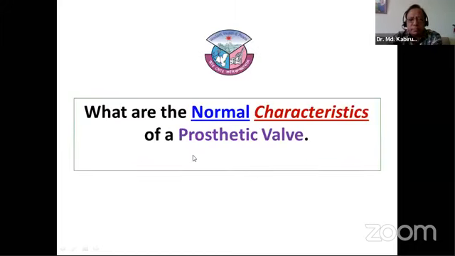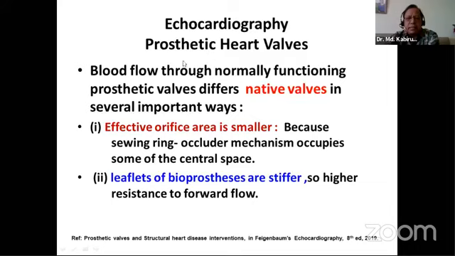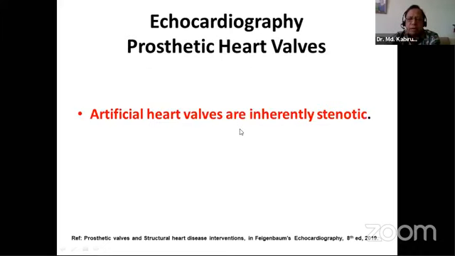Now I will talk about the normal characteristics of the prosthetic valve. What are the normal characteristics? Blood flow through a normally functioning prosthetic valve differs from native valves in several ways. The effective orifice area is smaller for a prosthetic valve because the sewing ring and occluder mechanism occupy some of the central space, and the leaflets of the bioprosthesis are stiffer, so there is higher resistance to forward flow. So all artificial heart valves are inherently stenotic.